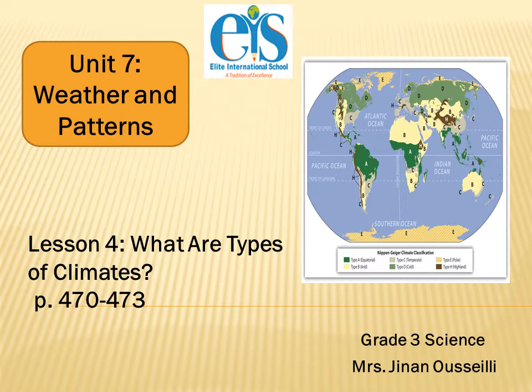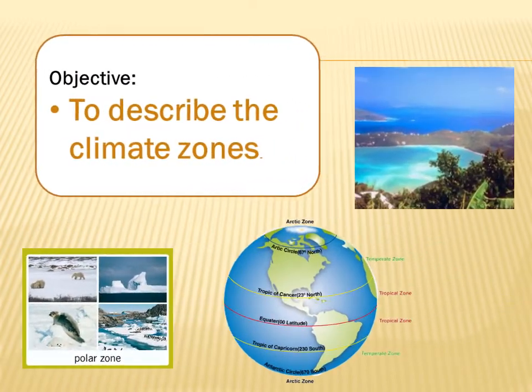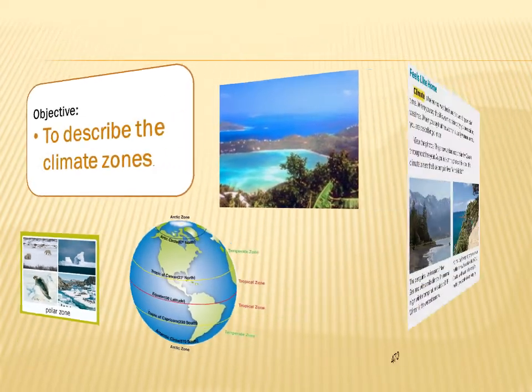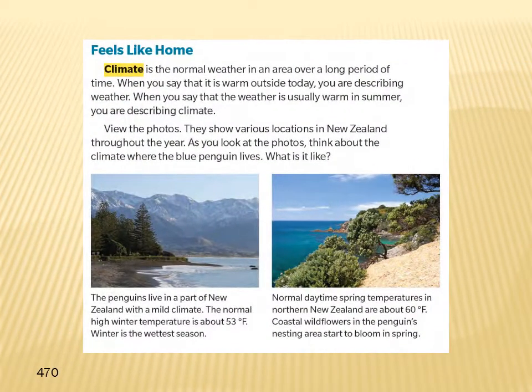We are still in Unit 7, Weather and Patterns. Lesson 4, what are types of the climate? Our objective for today, to describe the climate zones. Please open your books on page 470.